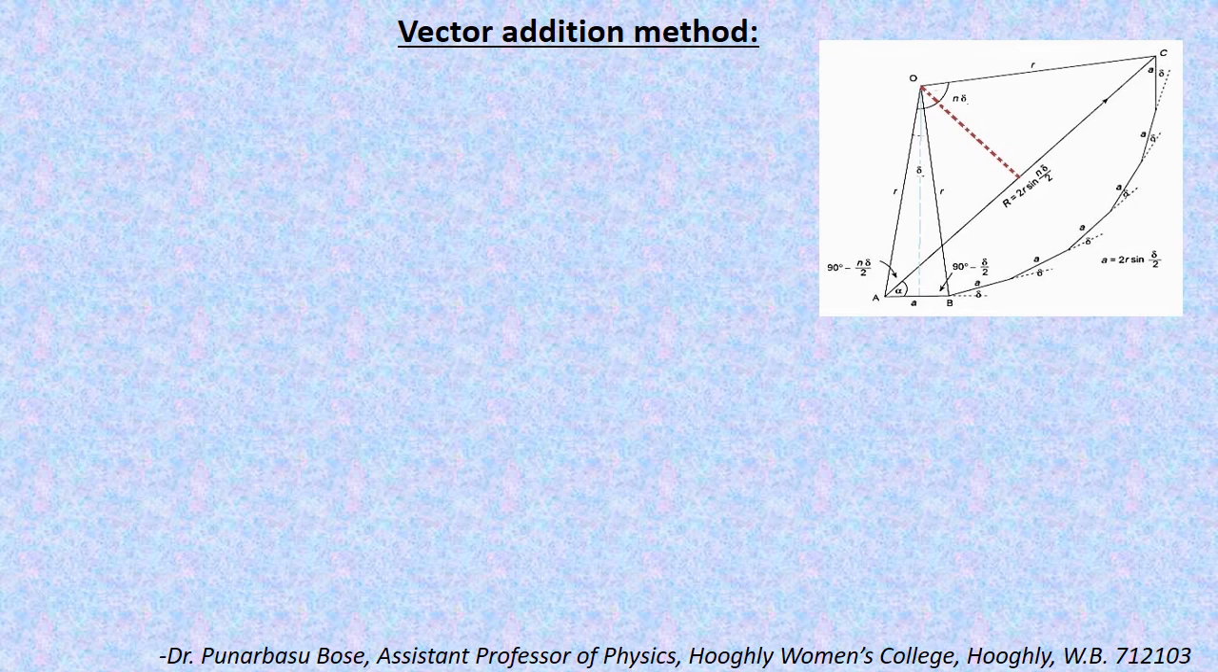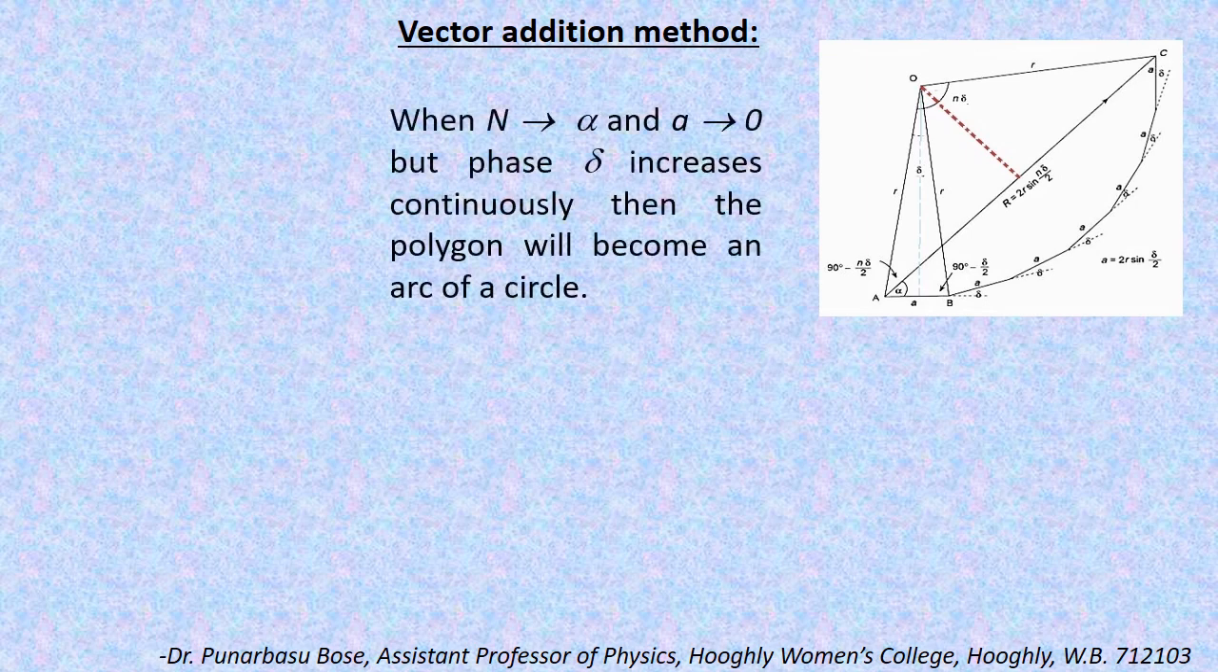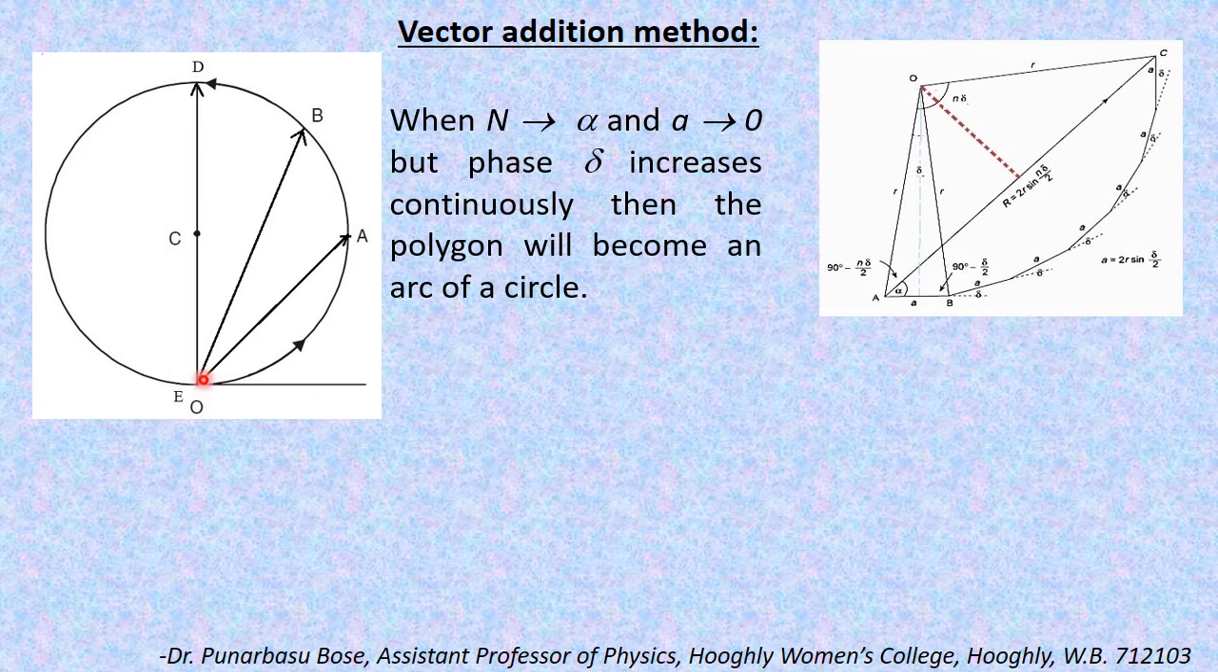Now there are two special cases. One is when the number of oscillations superposing becomes very large, that is n tends to infinity, and the amplitude of the superposing oscillations becomes very small, that is A tends to 0, but phase delta increases continuously. Then this polygon will turn to an arc of a circle, as shown here.